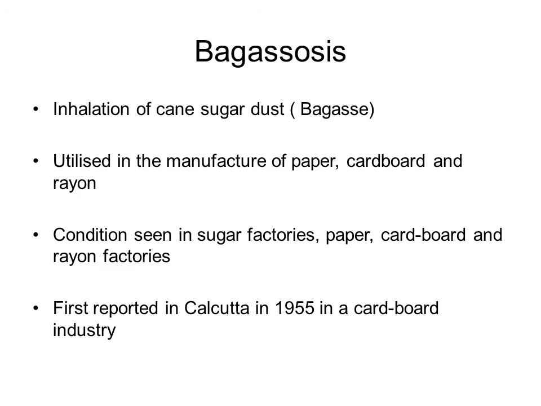The other form of organic dust pneumoconiosis is bagassosis. Bagassosis is due to sugarcane dust. Sugarcane residue is also known as bagasse. So sugarcane dust causes bagassosis. It is utilized in the manufacture of paper, cardboard, rayon, etc. It is also seen in sugarcane factories, paper and cardboard industries, and rayon factories.